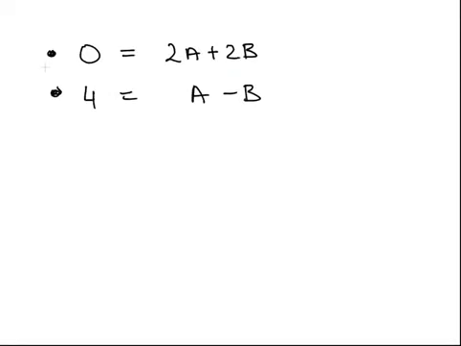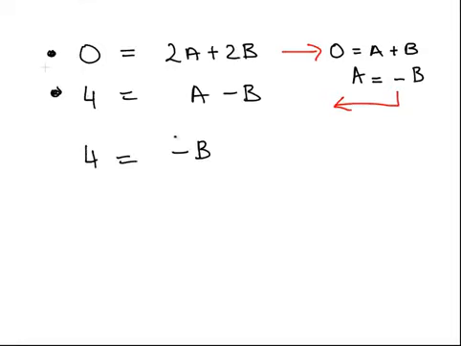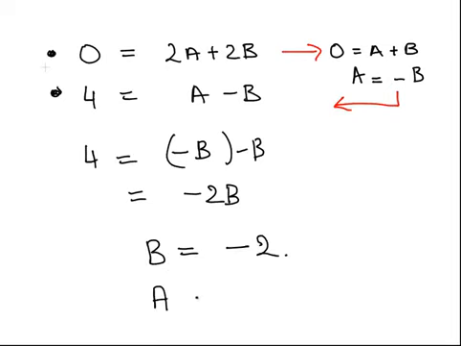So 0 equals 2a plus 2b. What we can also say from that is 0 equals a plus b, after dividing both sides by 2, so a equals minus b. Let's substitute that into the other equation. We get 4 equals minus b minus b, in other words, minus 2b. Therefore, b is equal to minus 2. A is necessarily plus 2, because it's minus b, so it's minus minus 2. So a and b are 2 and minus 2.